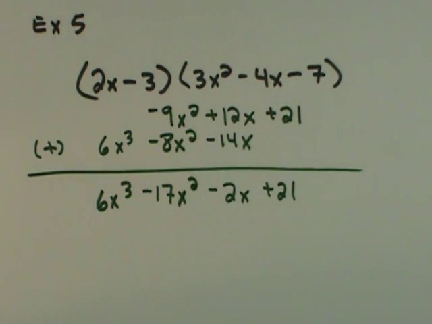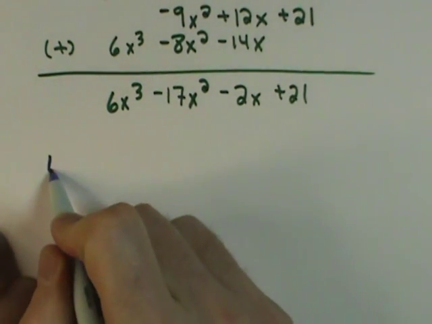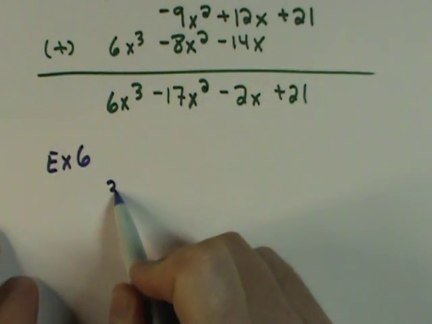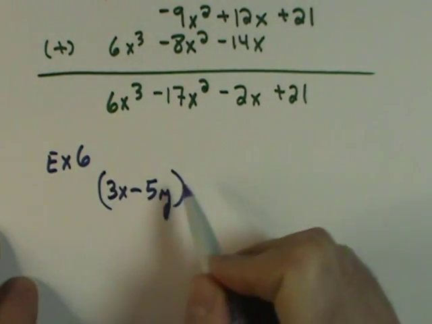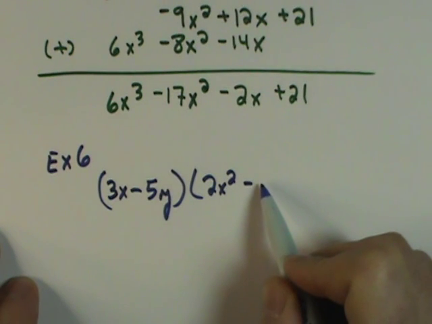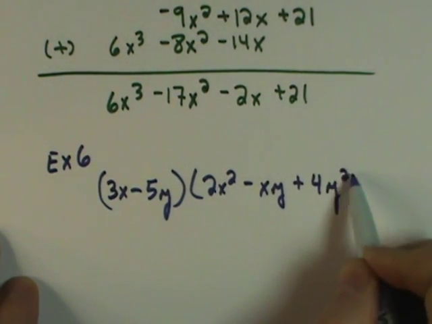distribution. And so I'm just going to keep the camera rolling here. Let's go to our example 6, and let's do something like 3x minus 5y times 2x squared minus xy plus 4y squared.